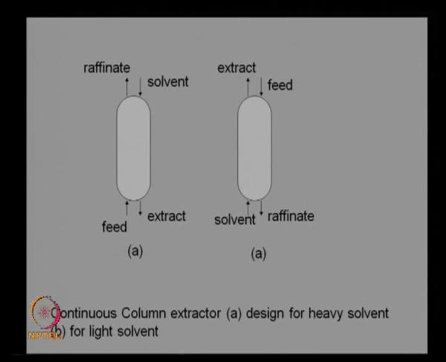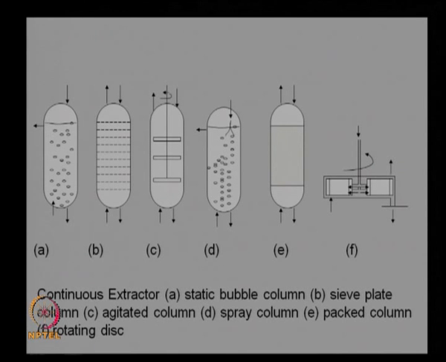So you need to create a very high mass transfer rate. There are a large number of continuous extractors, as you can see from this picture. This is called a static bubble column. So you have one liquid which is static, it creates a large tall height, and the other liquid is introduced in the form of bubbles.